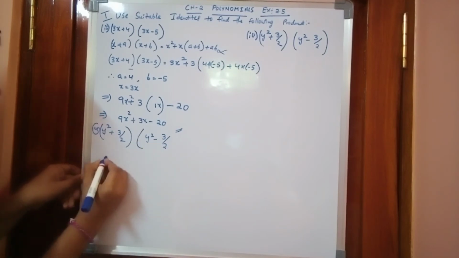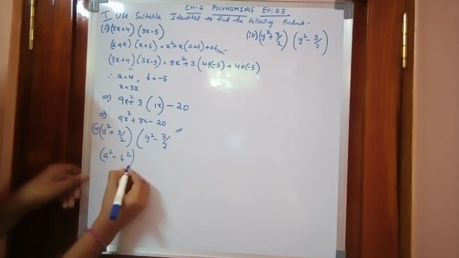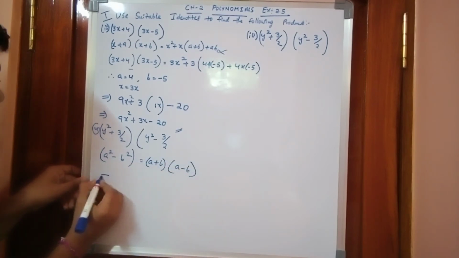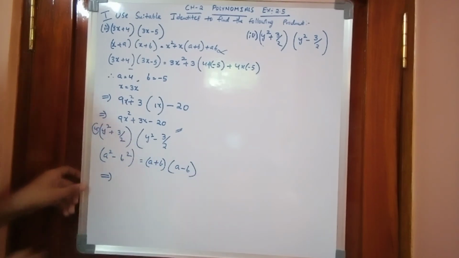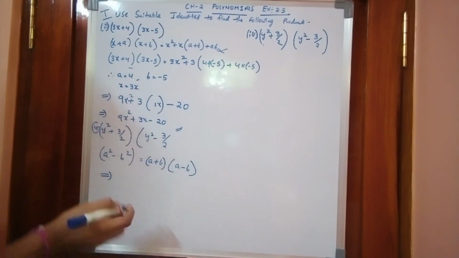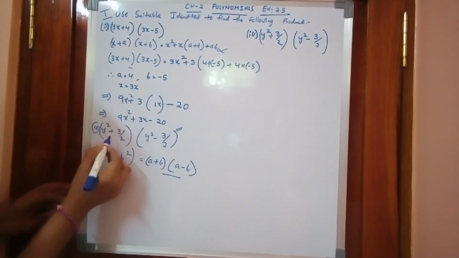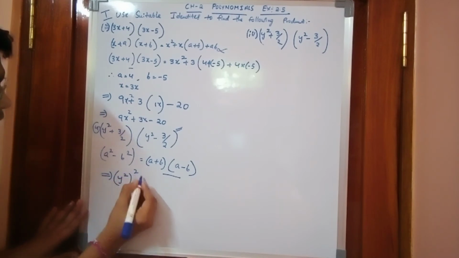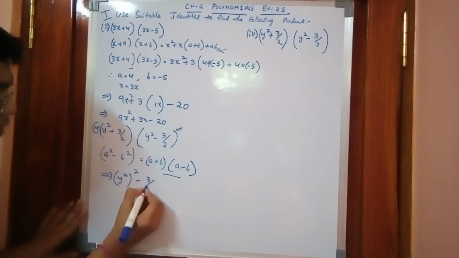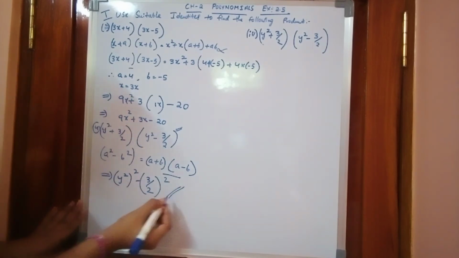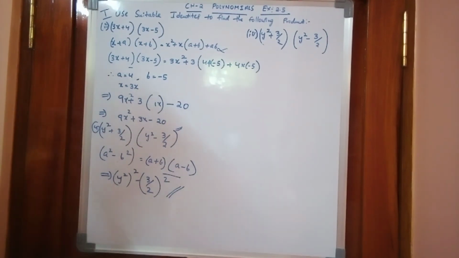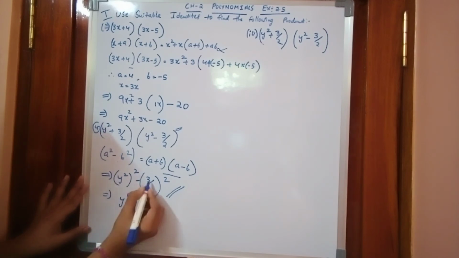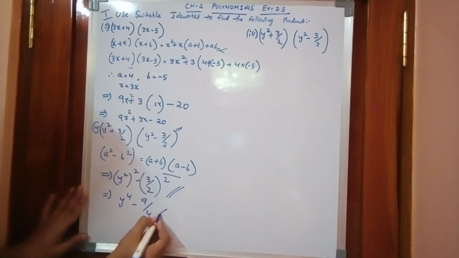Here we use the a square minus b square formula, which is equal to (a plus b)(a minus b). These two expressions are in this form. So we write it as (y square) whole square minus (3 by 2) whole square. This is the answer of the fourth one. We can also extend it: y power 4 minus 9 by 4. This is the answer of the fourth one.